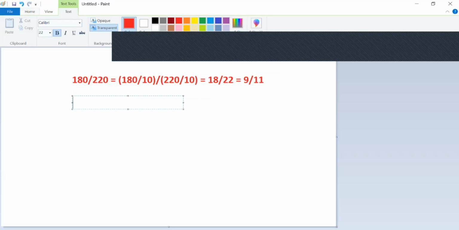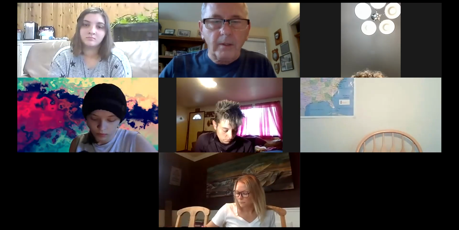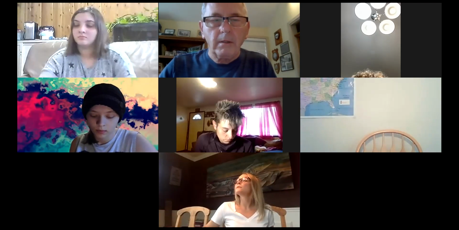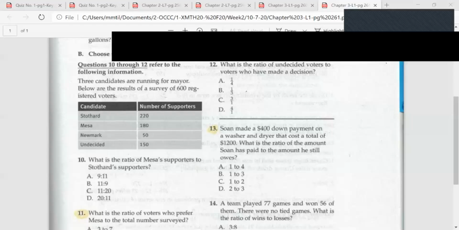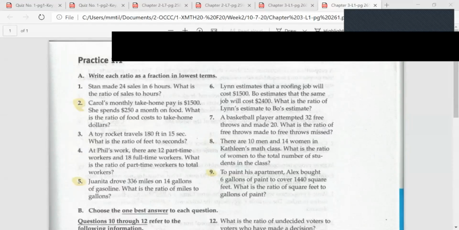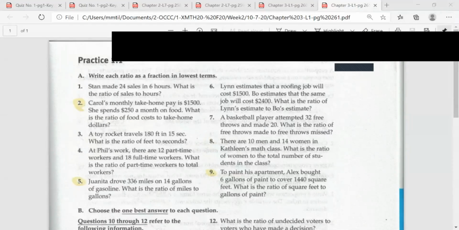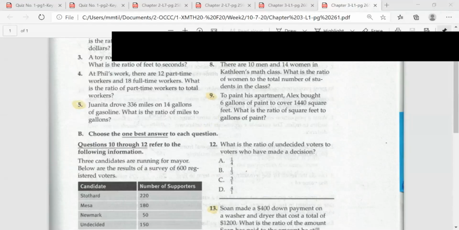I think they put it in terms of a ratio like this. So 9:11, that would be the right one. It would be A, right? Yes. Okay, so that's how you do those. So you have a few to do. I'm going to stop sharing and go on to the next page, which is 262.